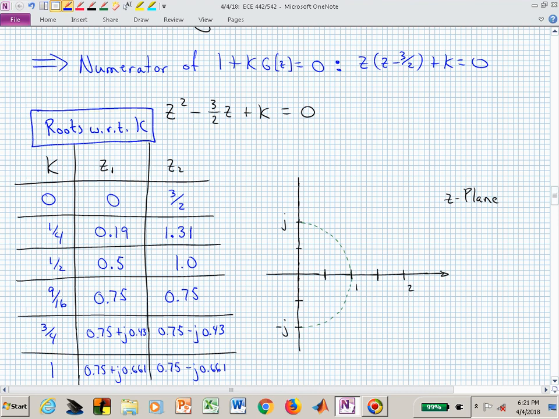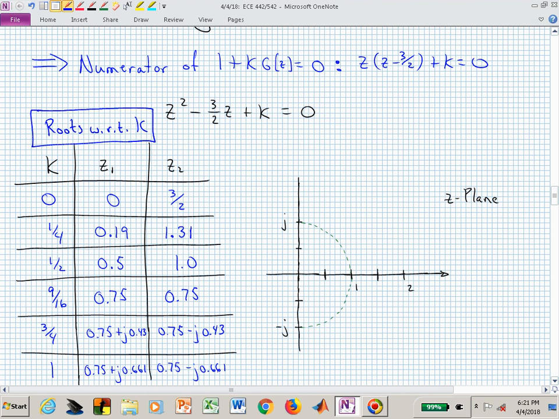So let's draw the root locus based on this. I simply stepped through some particular values of K and evaluated that quadratic and found the roots of that quadratic. Is it clear what that table represents? That's just solving a quadratic for different values of K. And all the K's between those are a part of the root locus.